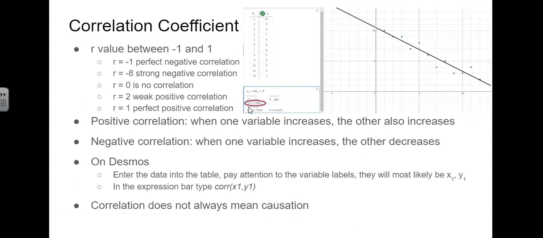It's also important to remember that correlation does not always mean causation. That means that one variable could be correlated to the other variable. You could have a very strong linear correlation. However, that does not necessarily mean that one variable is causing another variable to change.